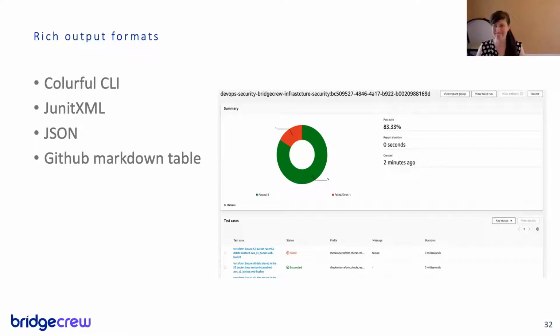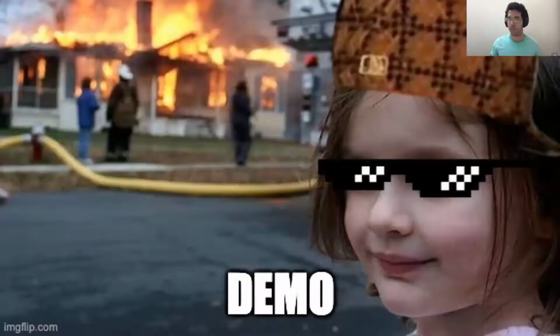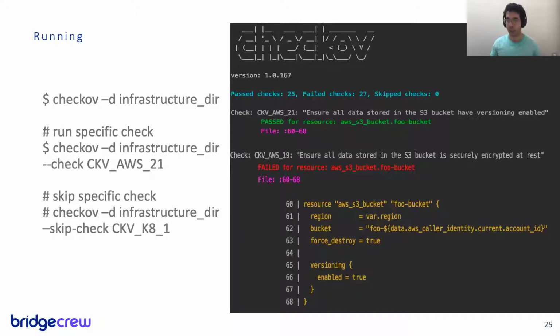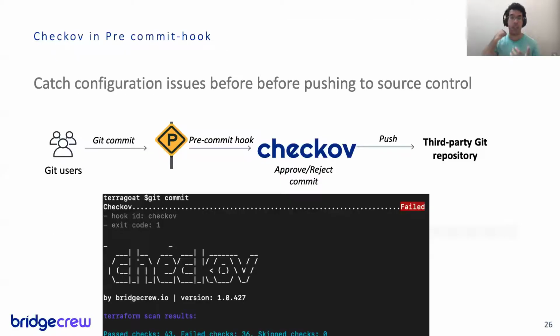So I've executed Checkov locally, and what I got is this nice report showing me issues. But I don't really want to execute Checkov every time I'm writing code. It's hard to remember to do that, and I have enough things on the top of my head. So I can integrate Checkov with a pre-commit hook.